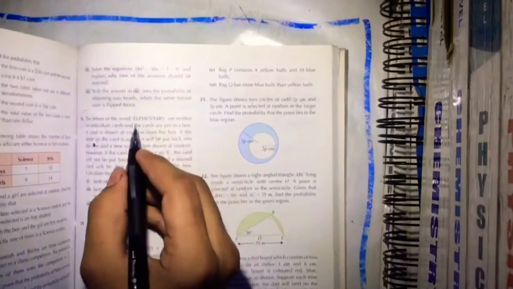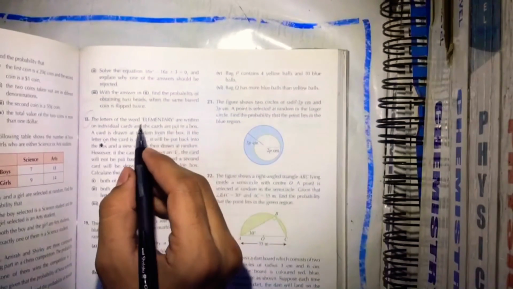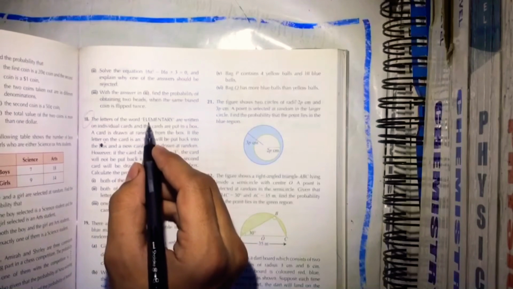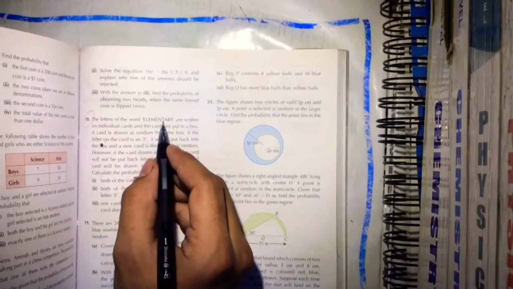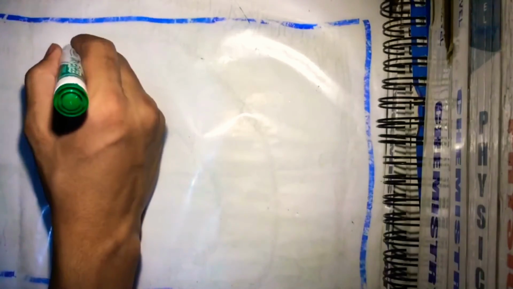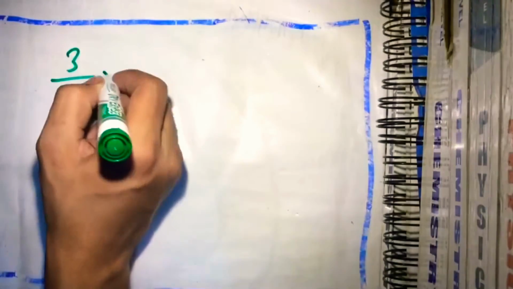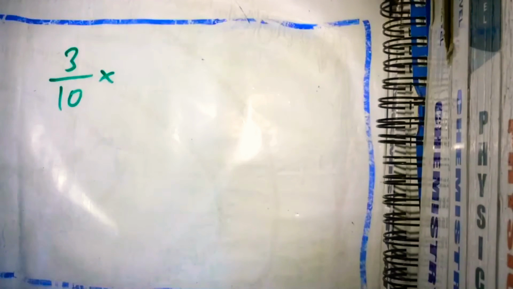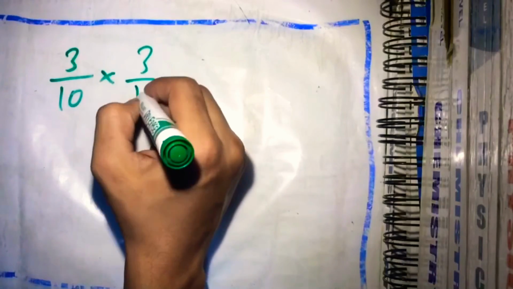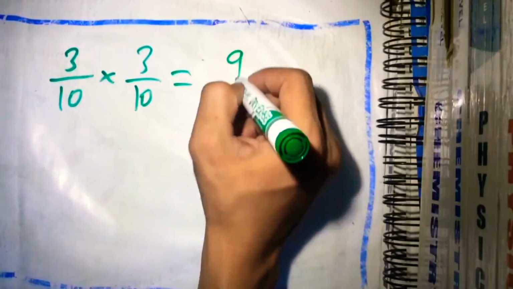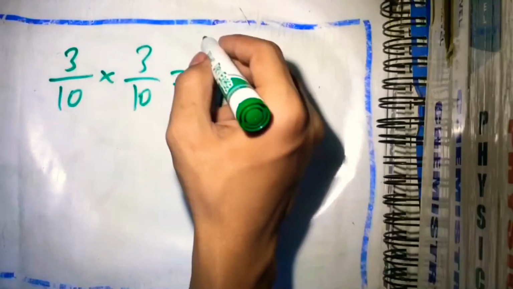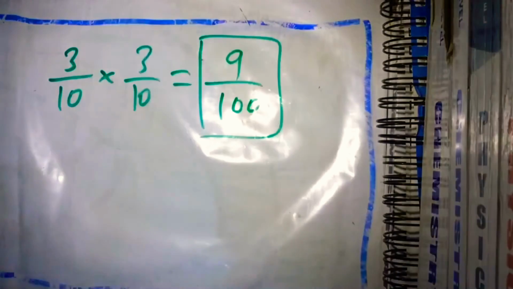Here there are 3 E's and the total letters are 10. So the probability of drawing an E is 3 upon 10. Now this E will be placed back into the box. So the probability of drawing another E will be again 3 upon 10. So the answer of the first part will be 9 upon 100, which is the probability of drawing 2 E's.